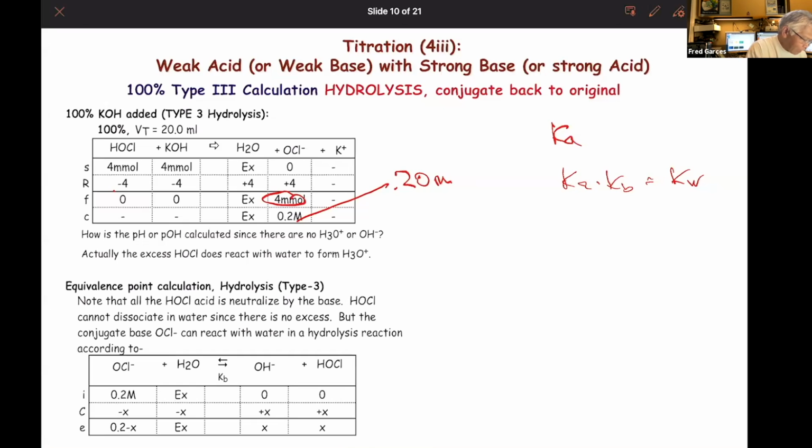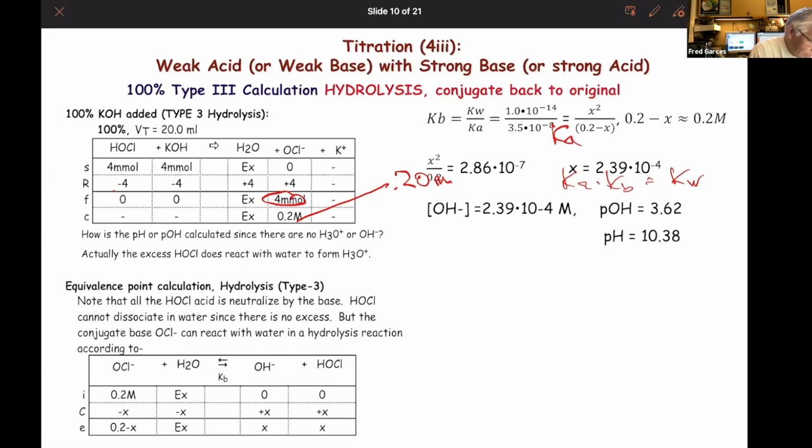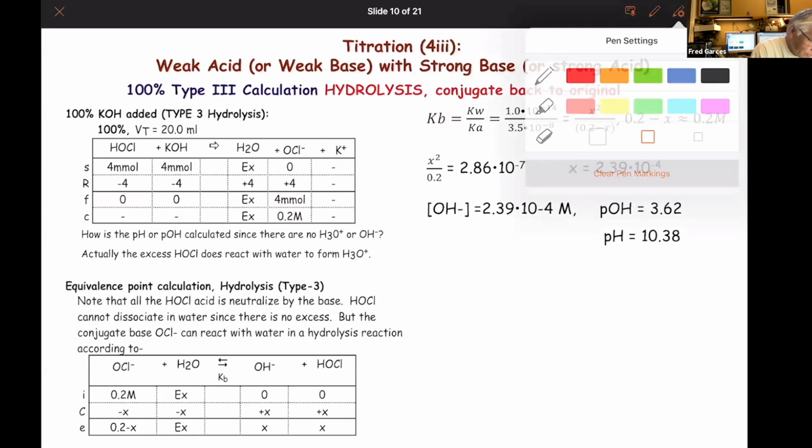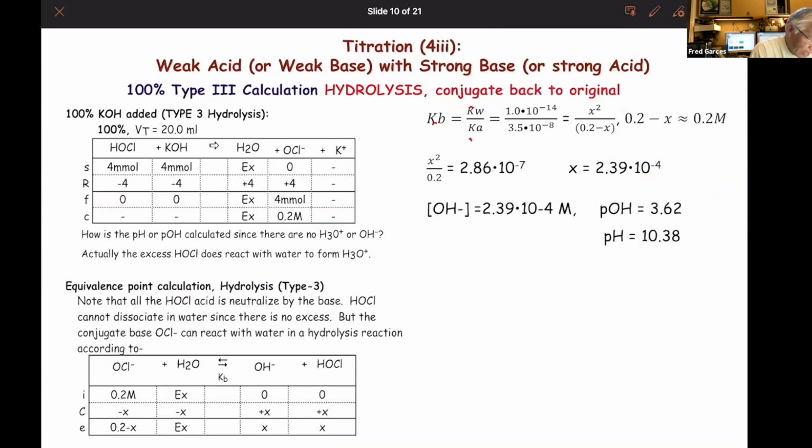And so that's what I will have right here. This is my Kb. Let me clear this for you. Kb equals Kw over Ka. That happens to be, what is that value? 2.8786 times 10 to the minus 7. And what I did here was, well, let's figure it out. Hydroxide ion concentration is equal to the square root of 2.86 times 10 to the minus 7 times 0.2.